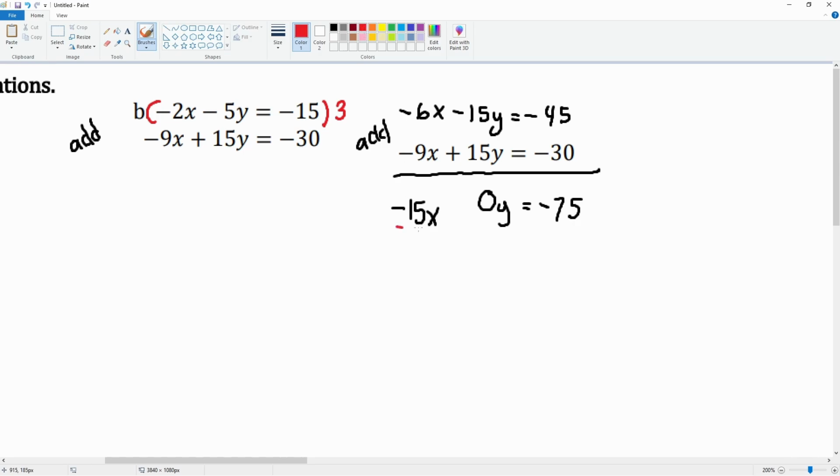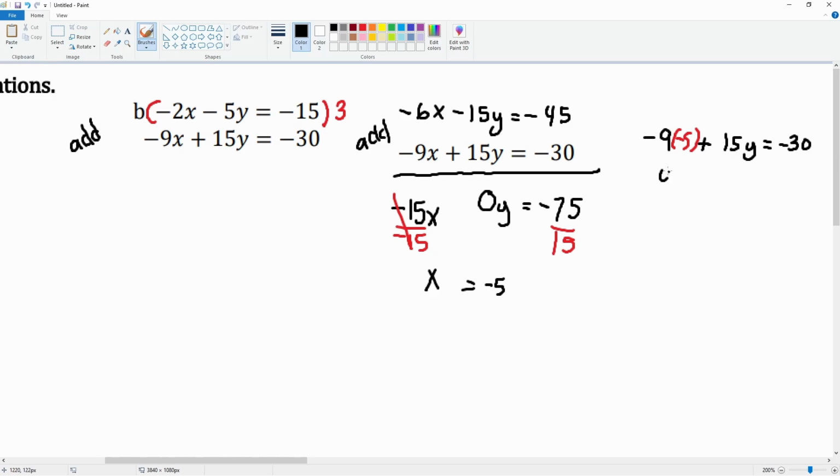I can now divide by negative 15 on both sides. In this process, this cancels, leaving you with x is equal to negative 75 divided by 15, and that gets you negative 5. While this is x, I also need a y. To get my y, I have to substitute my x back in. So I'm going to use the second equation, take out the x, and make that substitution of negative 5.